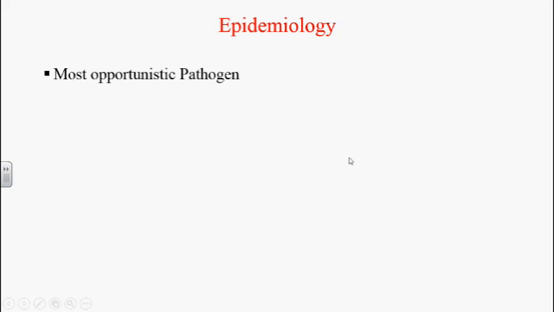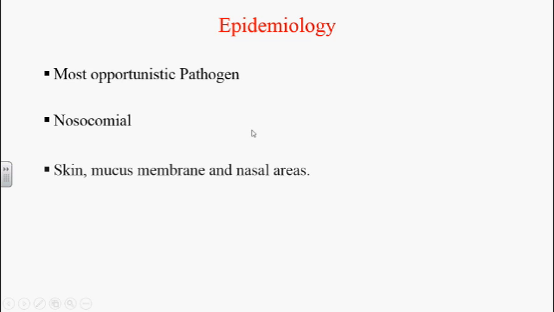Epidemiology. It is a very opportunistic pathogen. Whenever a human's immune system is suppressed or the human suffers with some kind of systemic infection, this organism takes the lead and causes infection in humans. It is nosocomial; this organism can be seen in hospital environments. People who are suffering with other systemic conditions and who are hospitalized are highly likely to get these infections from the hospitals. We can call them nosocomial infections. We can see this organism on humans in the skin, mucous membranes, and nasal areas.